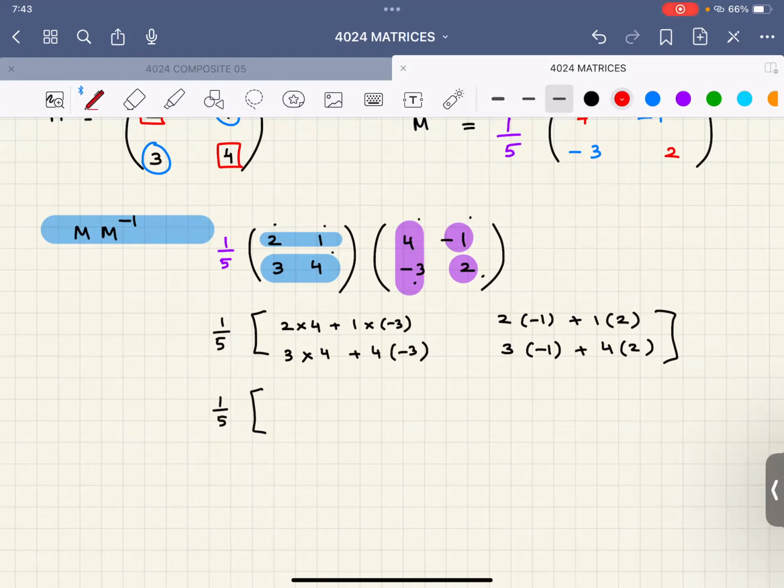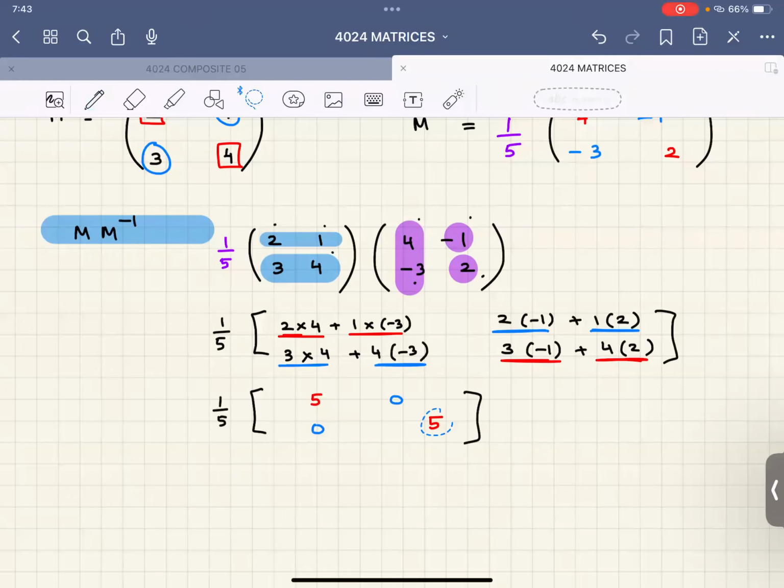And first of all, 2 into 4 is 8, 1 into -3. So 8 minus 3, this is 5. And over here, -3 and 8, that is also 5. Now we'll observe something. And -2 plus 2, that is 0. And this is 12 minus 12, that is 0.